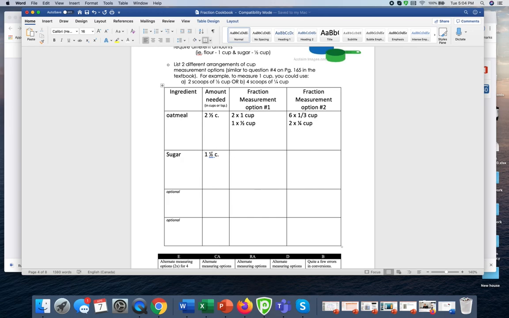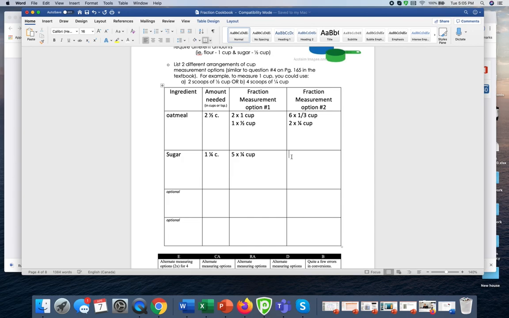For this one, I know I'd have to have 1/4 cup for this little amount, and then to get a full cup, I'd have to have 4 scoops to give us a full cup. So then I would have to have 5/4, right? Because we know if we were to convert this, this is the improper fraction, this is the mixed number fraction. So that would be one option. I have to write like this. I would have 5 scoops of the 1/4 cup, okay?